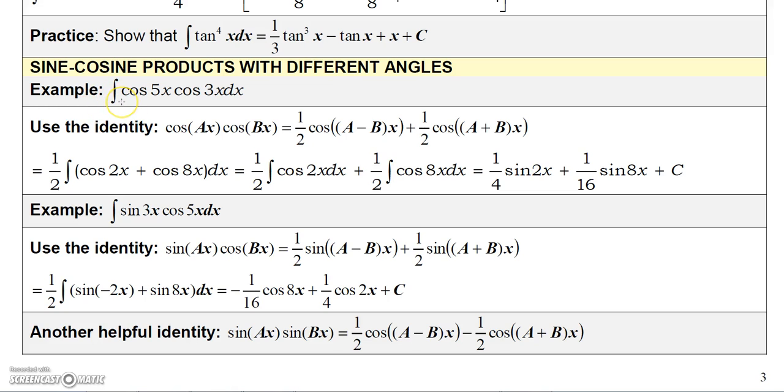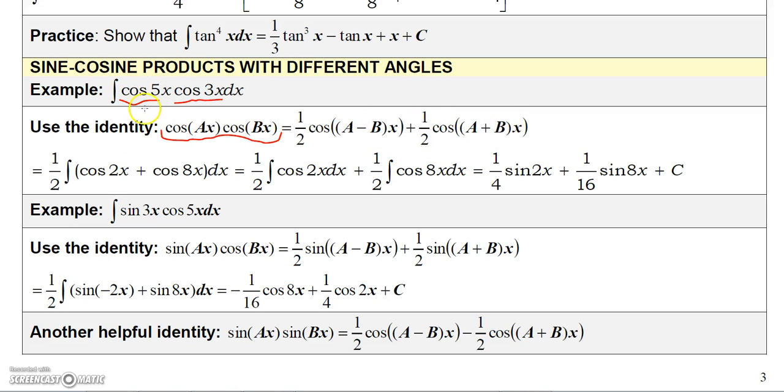Okay, so if you have a cosine and cosine, or cosine and sine, or sine and sine, using different angles, like right here I've got cosine and the angle's 5x, and here I have cosine angle's 3x. Well, you can actually use this identity. Cosine ax times cosine bx is 1/2 cosine a minus bx plus 1/2 cosine a plus bx.